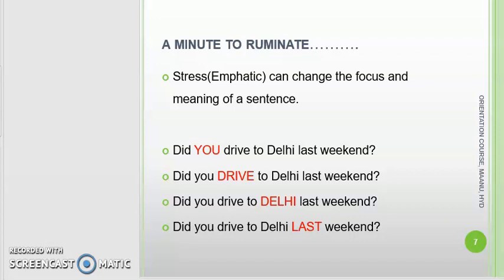Which means, did you drive to Delhi or to Mumbai? I heard you went to Mumbai and now you say Delhi. So you're clarifying that. Did you drive to Delhi last weekend, or did you go before that? If I remember right, it was before that. It's again a query. So stressing at the various points gives various meanings to the same sentence. This is why stressing at the right places is important, so that people listening to you gauge and understand the meaning which you actually meant.